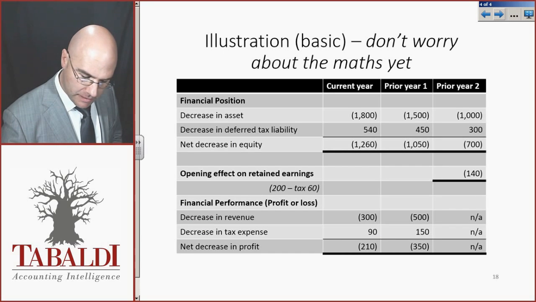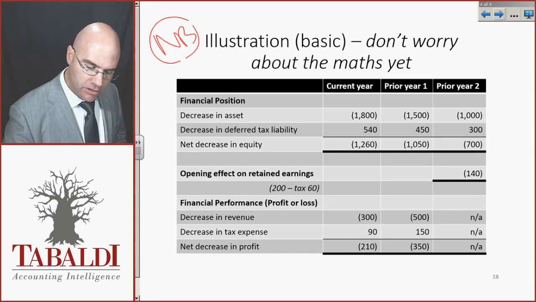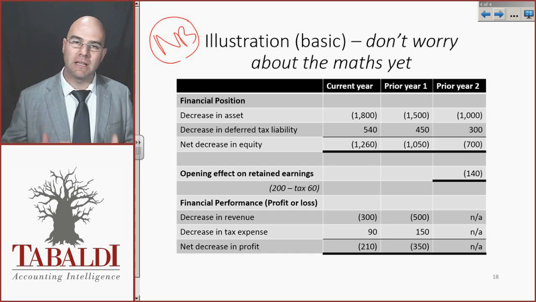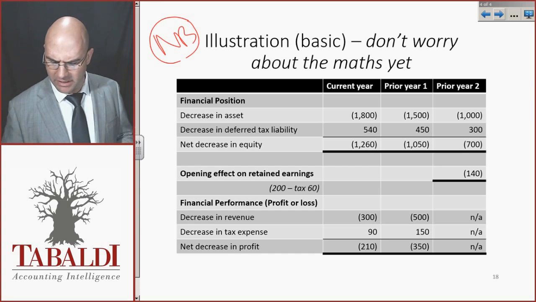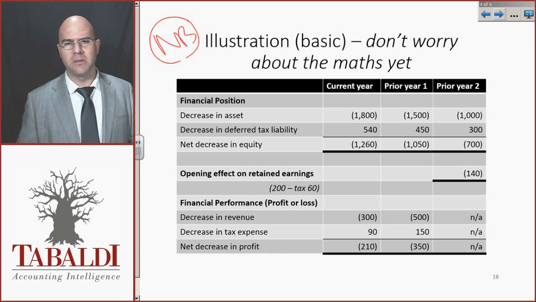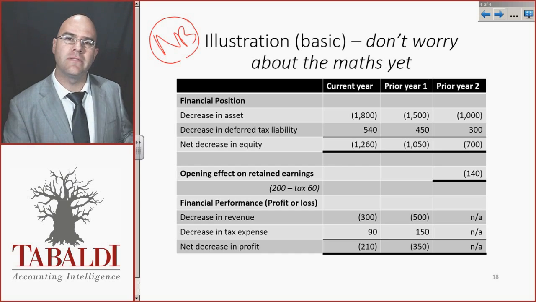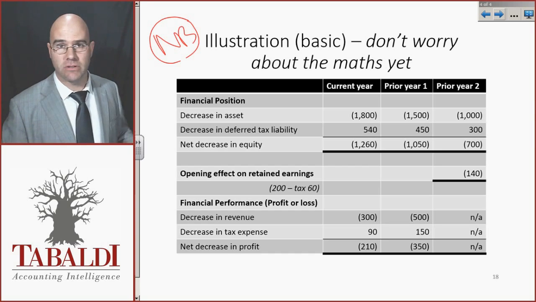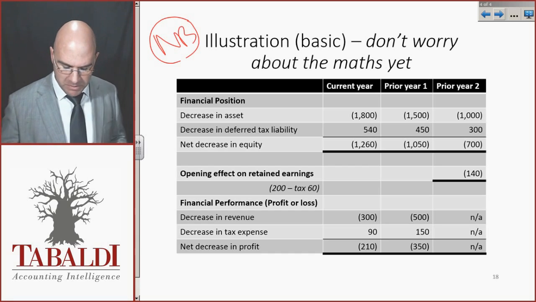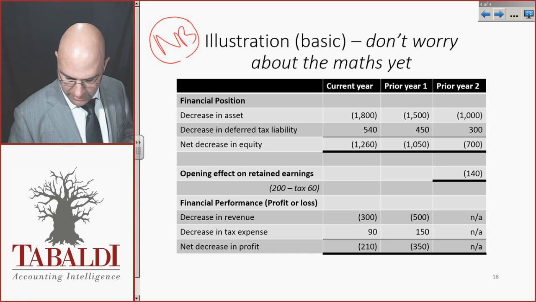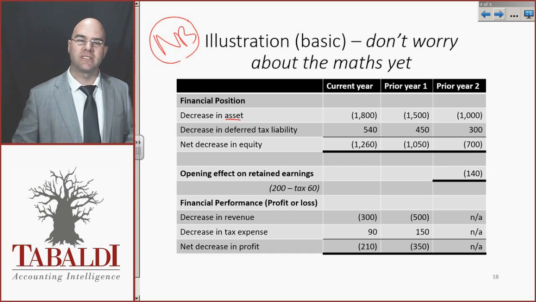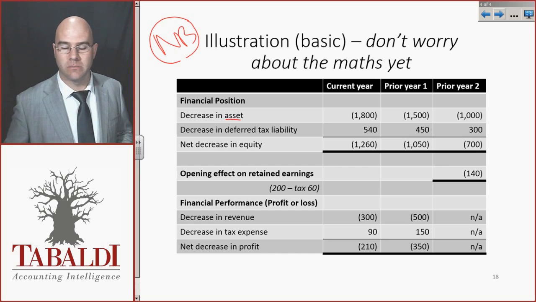Now, this is really what I'm getting down to. At the end of the day, you're going to have to show the individual line-by-line items, the effects on individual line-by-line items. Here's an example. I said don't worry about the maths yet because this is going to relate to the individual standards for inventory or for PPE, etc. Let's just pretend that there's a decrease in the asset. Just say decrease in an asset, maybe trade receivables.